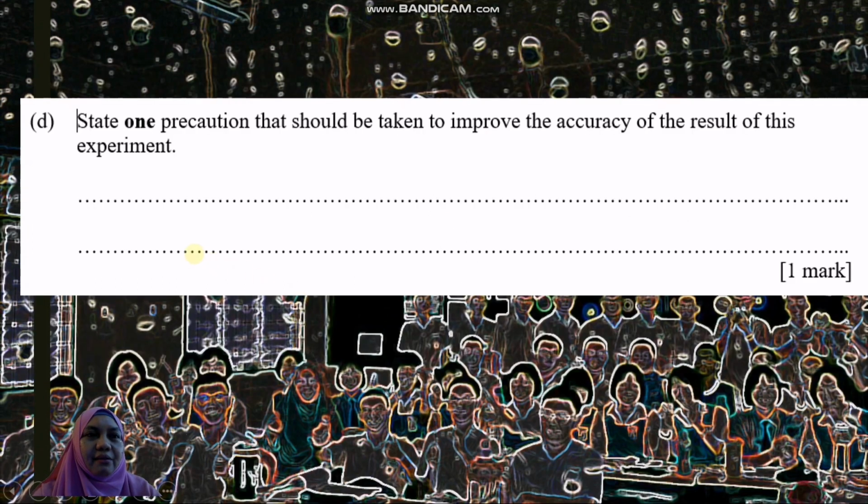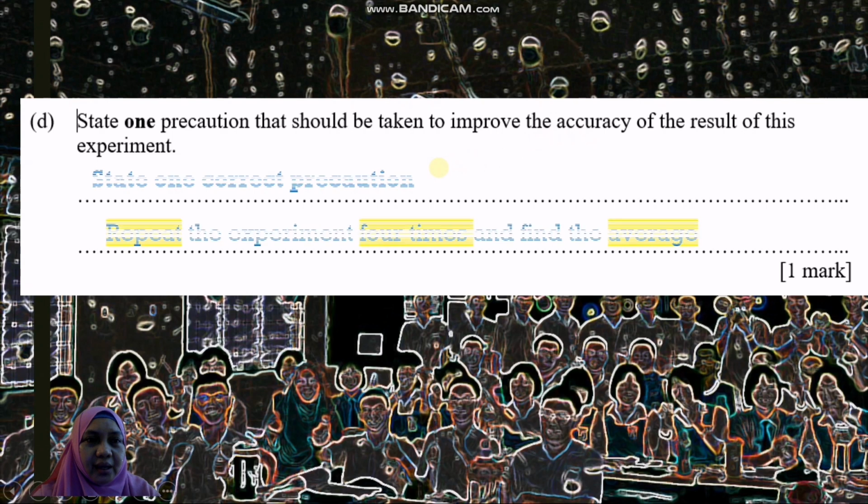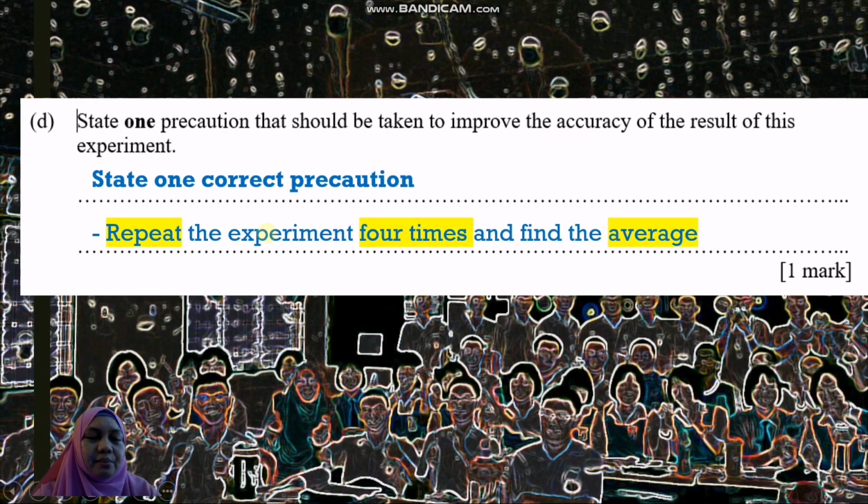Okay, and the final question D, state one precaution that should be taken to improve the accuracy of the result of this experiment. Again, this is the precaution we can write. Repeat the experiment 4 times and find the average value.